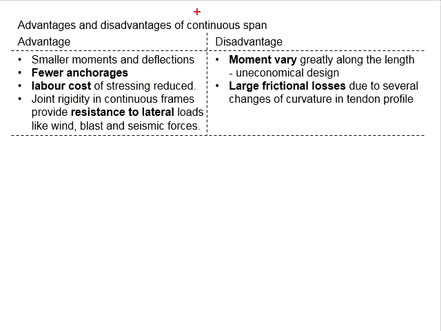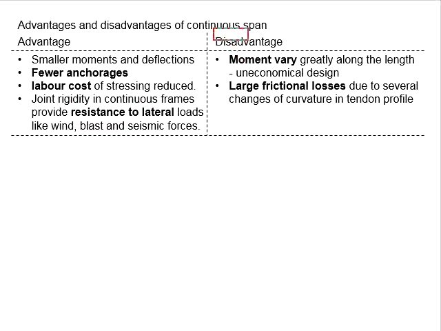Another advantage of the continuous span is its joint rigidity, where there is resistance to lateral loads like wind, blast, and seismic forces. The entire member serves as a continuous unit. The excessive lateral load acting on the member can easily be distributed to the adjacent panels, and this provides additional resistance to the lateral load.